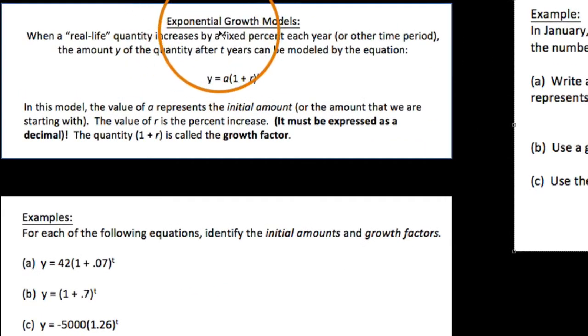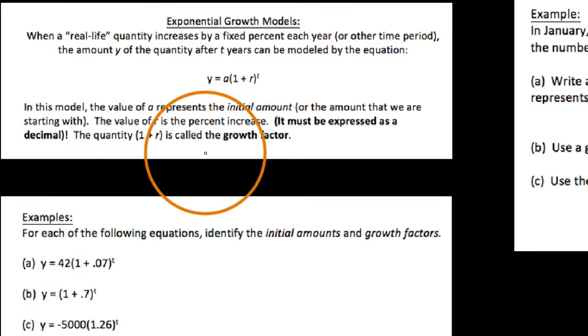Okay, YouTube, in this video we're going to be discussing exponential growth models, or modeling situations that grow exponentially using this exponential growth model. So I say when a real life quantity increases by a fixed percent each year, we know this fixed percent, or other time period, a year could be one of them, the amount y of the quantity after t years can be modeled by this equation here.